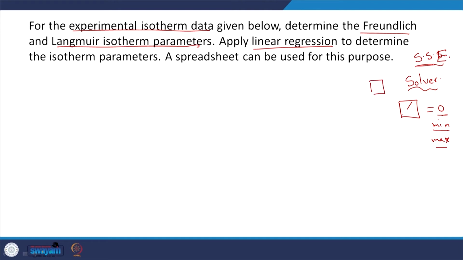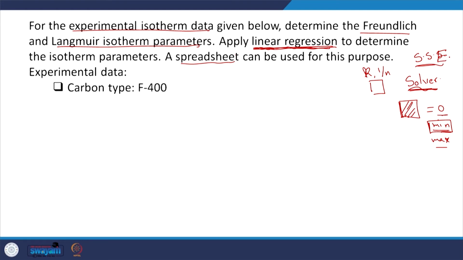So here the sum of squared errors has to be minimum. So I'll say that this cell of interest has to be minimum. And what can you change? You can change my parameters of interest. My parameters of interest are k and 1 by n and so on and so forth. You can do this in Excel, right, using Solver, but people use the built-in functions, but that won't typically solve your purpose in the long term. So linear regression to determine the isotherm parameters. But for ease of calculation or analysis, the question asks you to first linearize the relevant equation and then apply regression. So a spreadsheet, obviously, meaning Excel, can be used.